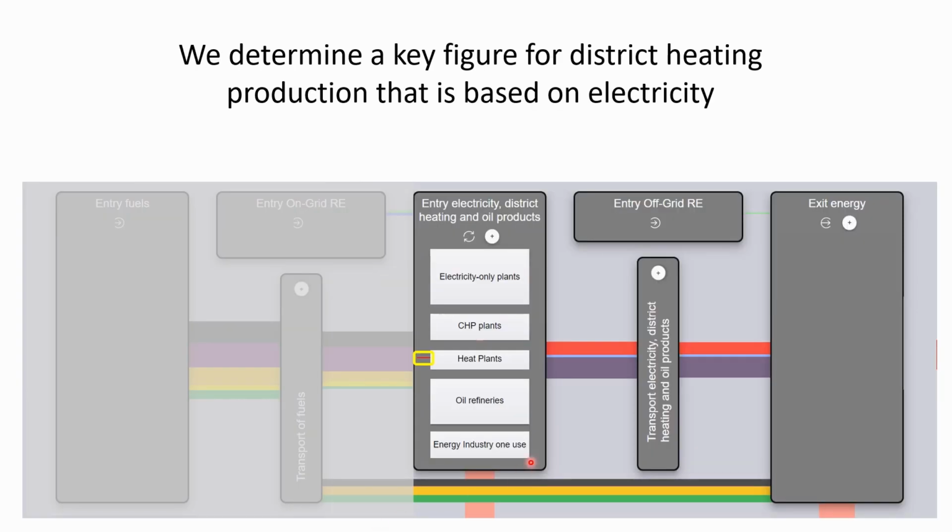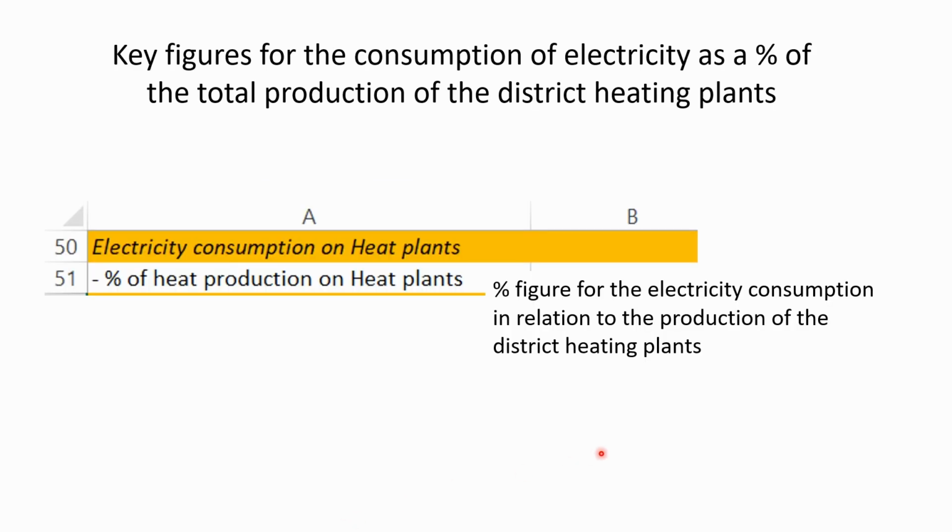We will now define a key parameter that shows us how much of the district heating is produced based on electricity. Here in the Excel sheet, we set a figure of what percentage of the total heat production is based on electricity.